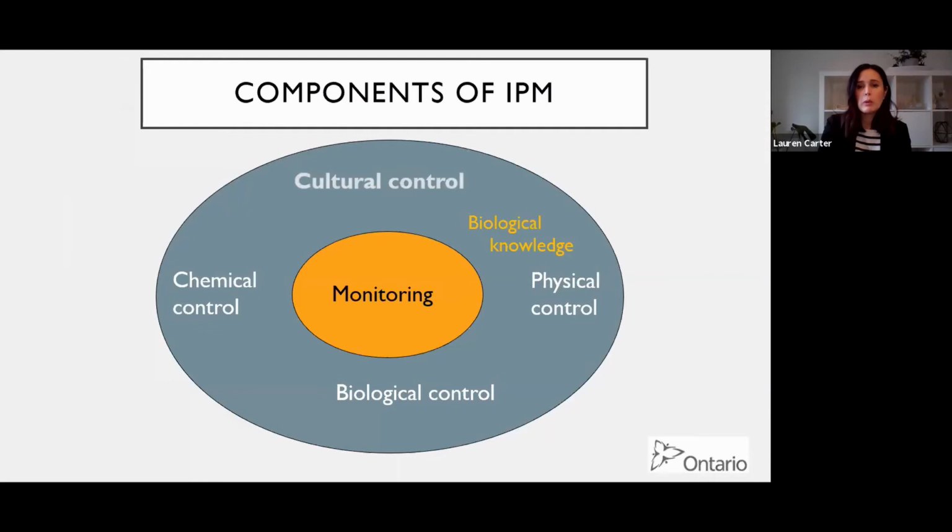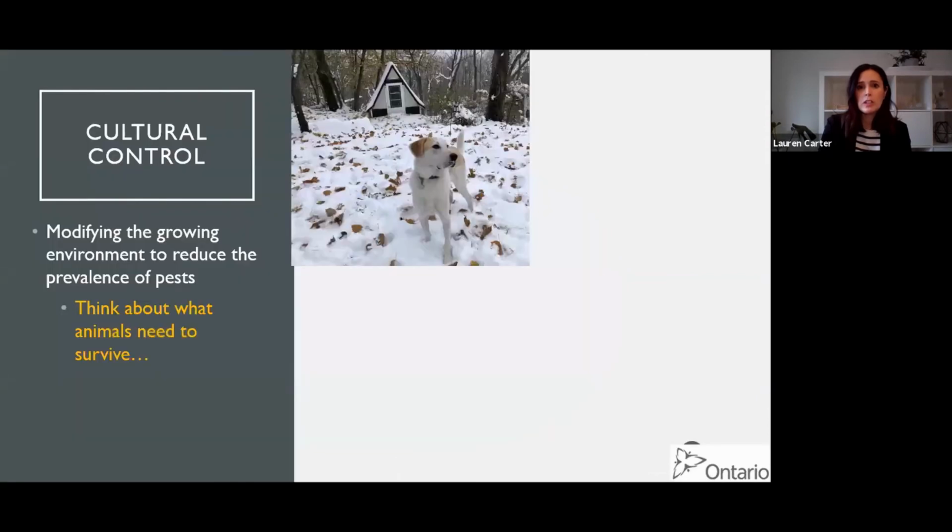The next component of IPM we're going to talk about is cultural control. So what is cultural control? It's really just modifying the growing environment to reduce the prevalence of pests.